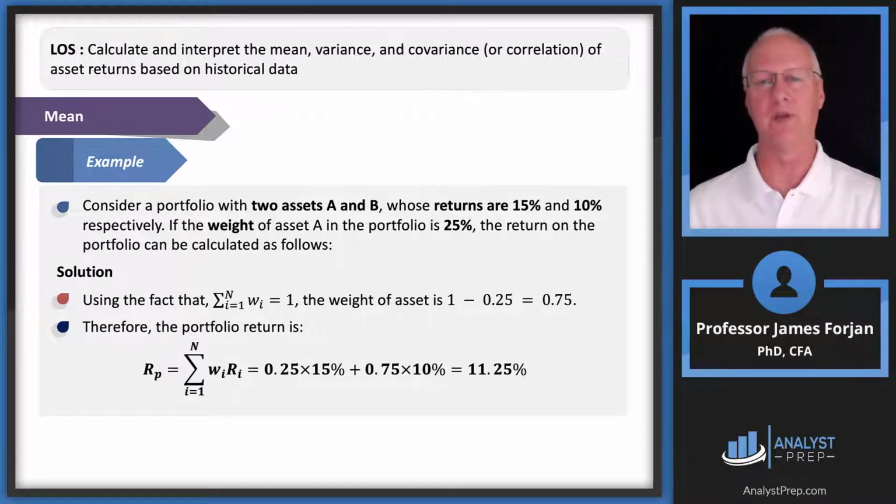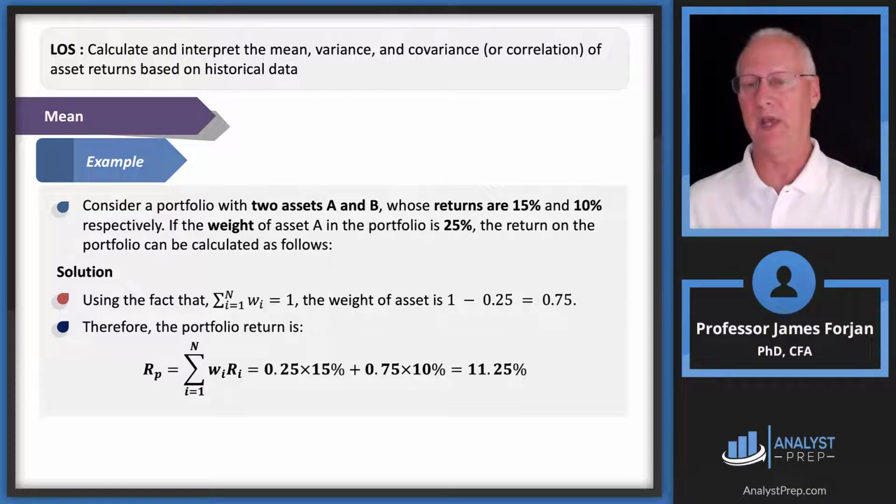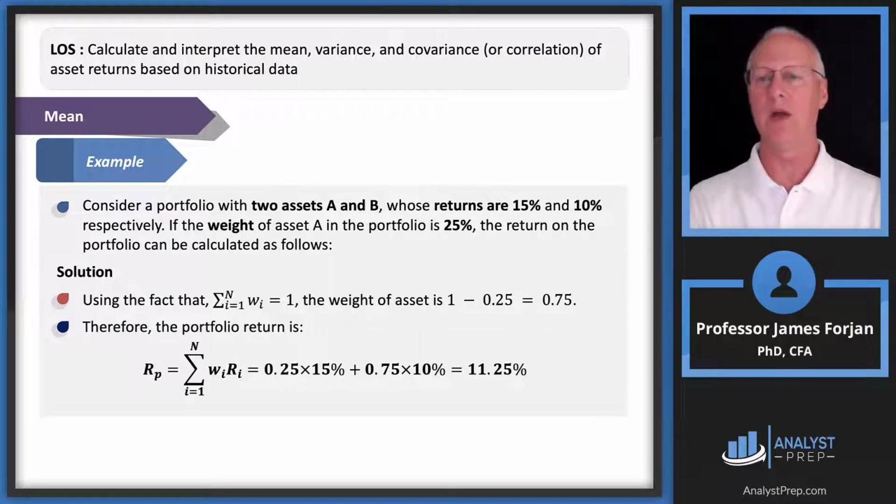So this is super easy here. We have 2 assets, A and B. Returns are 15 and 10%. Now, you might be tempted to say, let me just add those 2 and divide by 2 and get 12.5%. But the weight of asset A is 25%, which means the weight in asset B is 75%. So we can't take just a simple average, right? 15 plus 10 divided by 2. We need to weight those.